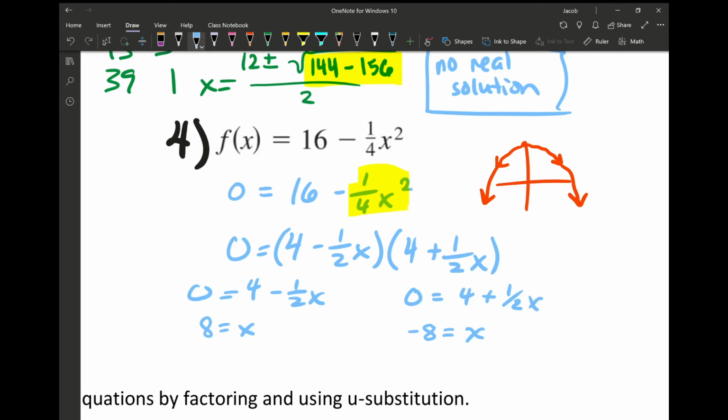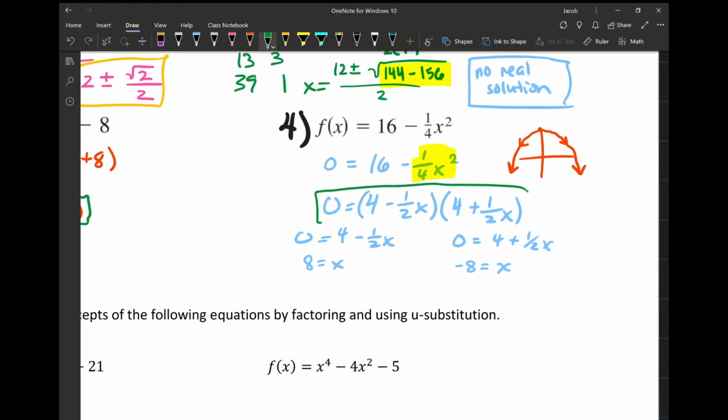You could probably see a different way to solve this one. If you subtracted 16, this equation is actually in vertex form. It just takes a little bit of rewriting it. You can actually set this equal to 0 and solve for x as well. So there are multiple ways you can find these solutions.